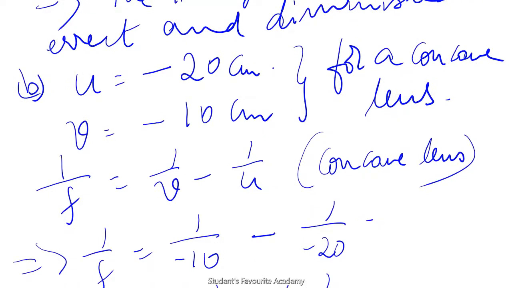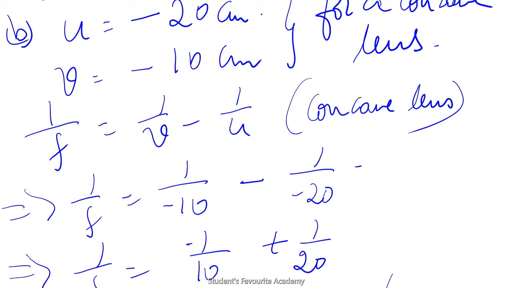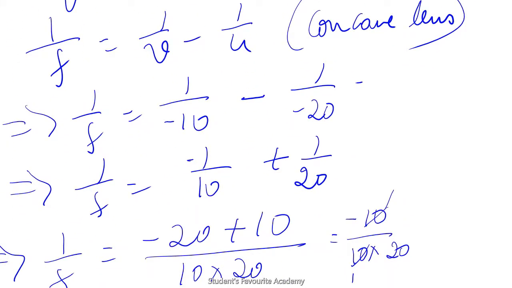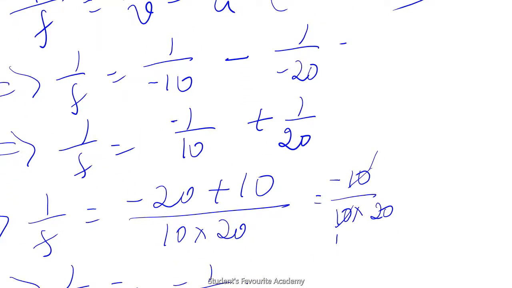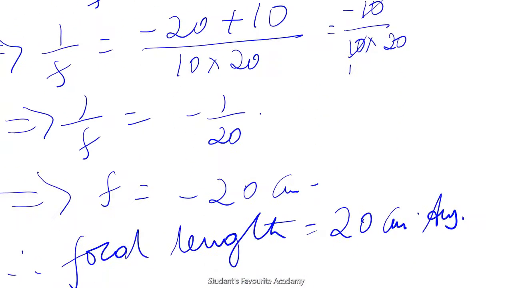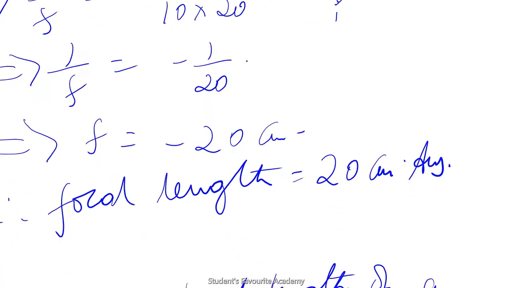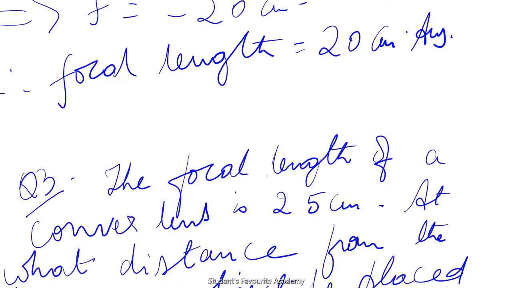So for the focal length, 1 upon f is equal to 1 upon v minus 1 upon u. So you substitute the values, simplify, and you will get 1 upon f is equal to minus 1 upon 20. So f is equal to minus 20. So the focal length is 20 centimeter.